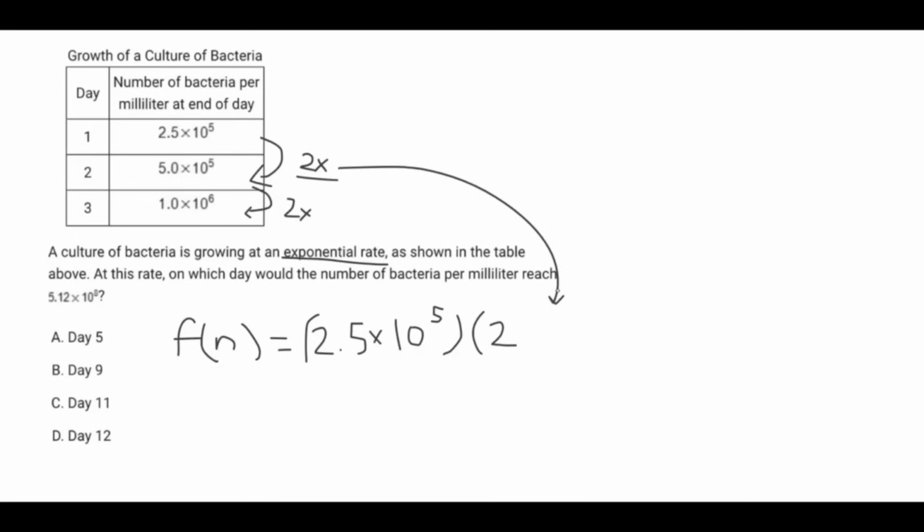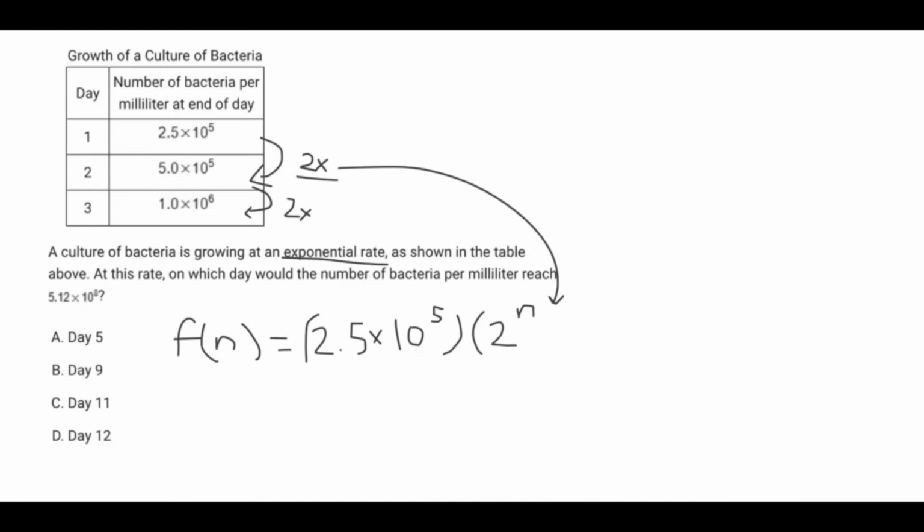And now this has to be raised to the power of n, the number of days, right? But something you'll find is we can't just leave it like that, because if n equals 1, we're going to get 2 to the power of 1. And 2 times 2.5 times 10 to the power of 5 is not the same thing as 2.5 times 10 to the power of 5. That would instead give us the value for day 2.